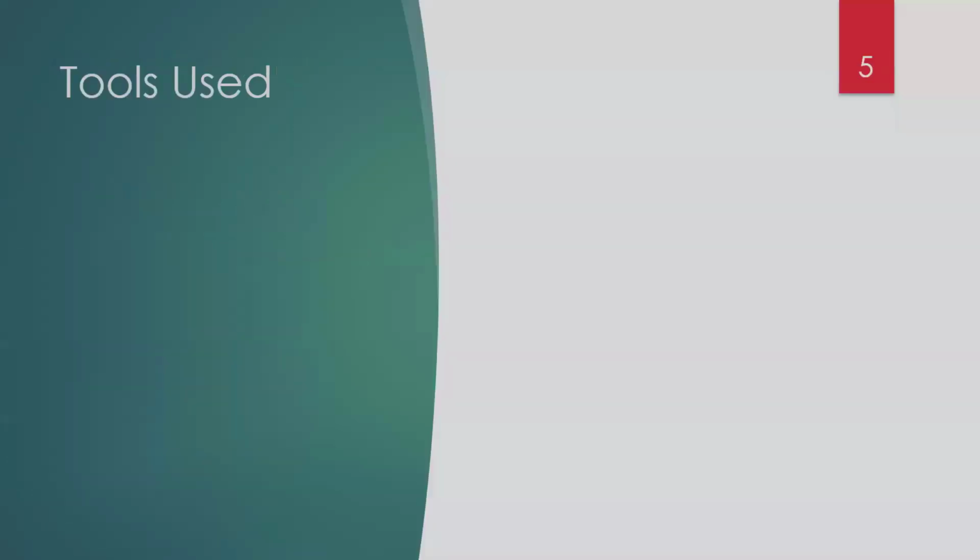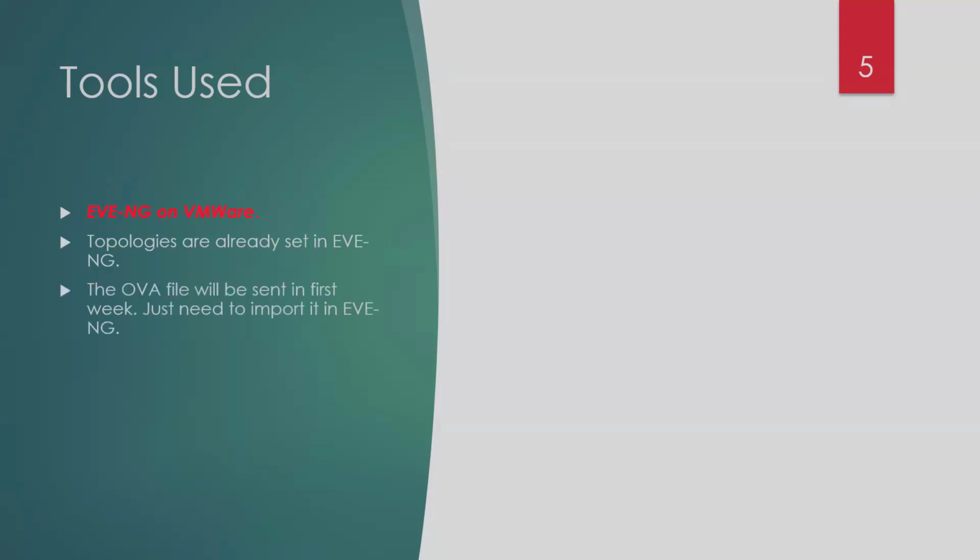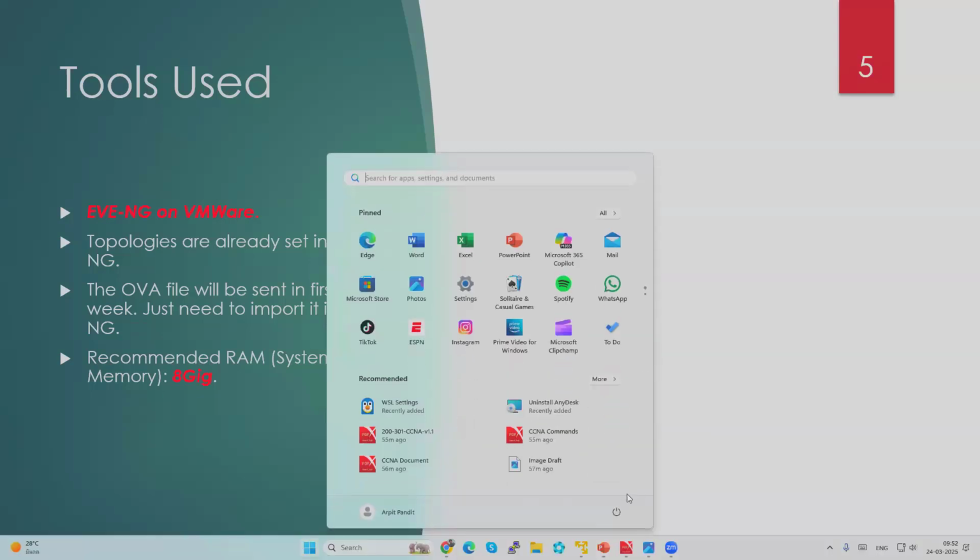Now, the VMware or the EVNG I was talking about earlier. We use EVNG on VMware, and the topology is already set in EVNG, and the OVA file is already sent to you guys. So this is something we already discussed. How much RAM should you assign to this VM? I would recommend to give it at least 8 gig of RAM. That means you need to have a PC with more than 8 gig of RAM, because you need to give 8 gig to this EVNG. In case you don't have a PC with more than 8 gig, like if you have a laptop or desktop with only 8 gig of RAM, then give only 4 gig to the EVNG VM that we are using, right?